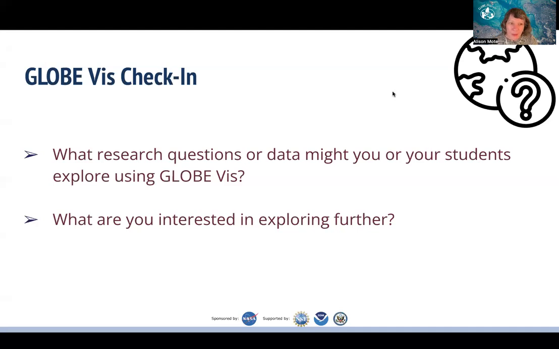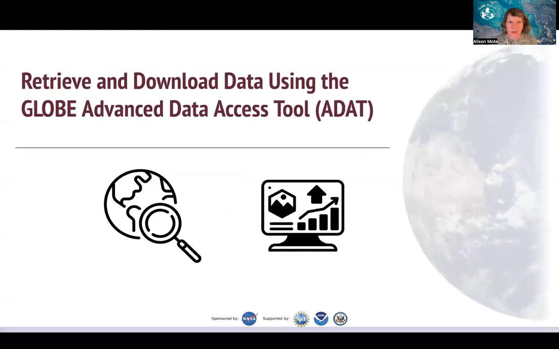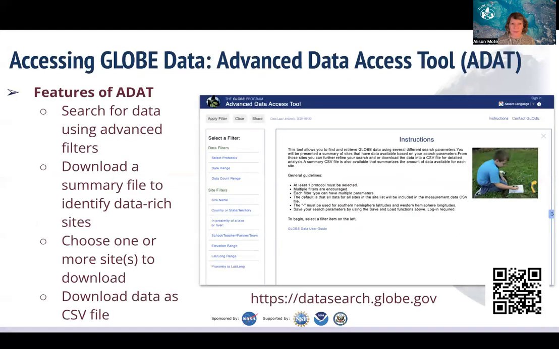And the next thing I'm going to show you is how to retrieve and download data using another very handy feature, which is the Globe Advanced Data Access Tool, or ADAT. The ADAT tool has some features that the GlobeViz system does not have. I've got a screenshot of the ADAT system here. ADAT allows you to search for data using advanced filters. You can see the filter options here on the left. You can also download summary files to identify data-rich sites.